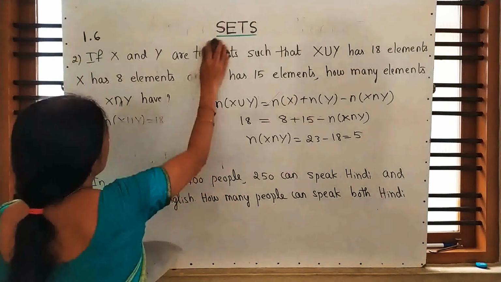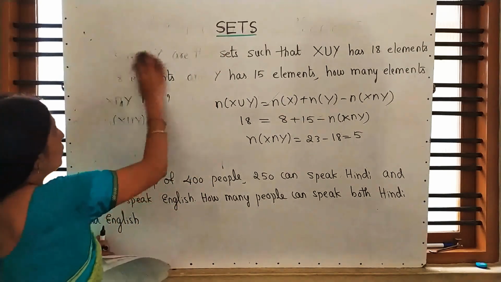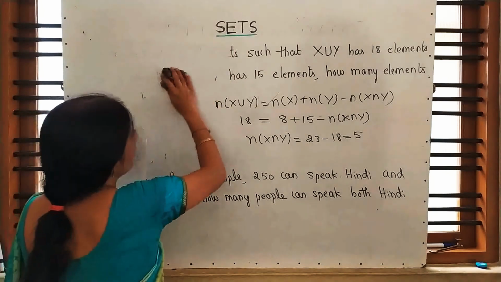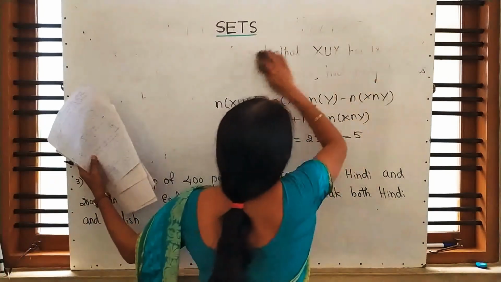Already we are familiar with this, and I already explained with the help of a figure also. Have you drawn the figure? So shall I draw the figure to compare that Venn diagram with your solution?